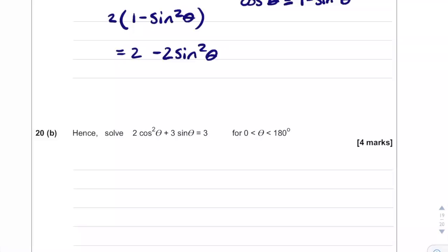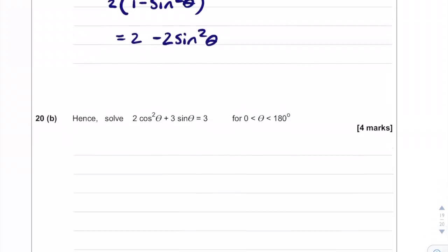And part B says, hence, solve 2 cos squared theta plus 3 sine theta equals 3. Okay, so what we can do is we can replace the 2 cos squared theta with what we worked out in part A, which is 2 minus 2 sine squared theta. So we're going to have 2 minus 2 sine squared theta plus 3 sine theta equals 3.